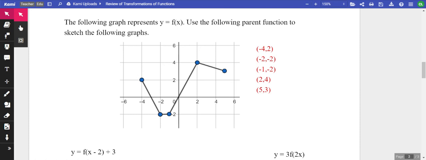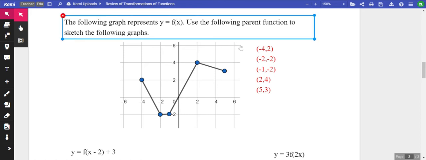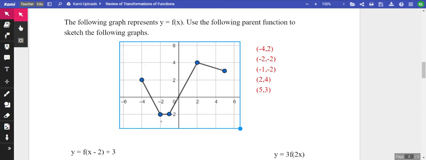Okay, so if you watched the first video, you should have learned about the three main types of transformations and how those look towards our function. If you haven't watched that video, go back and watch that video first, and then you can see how those transformations actually work.